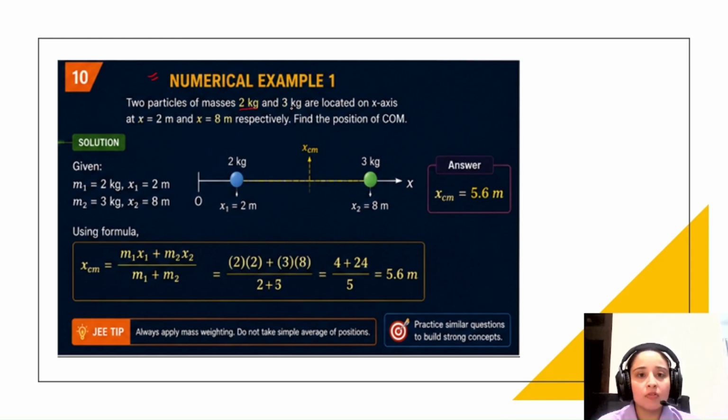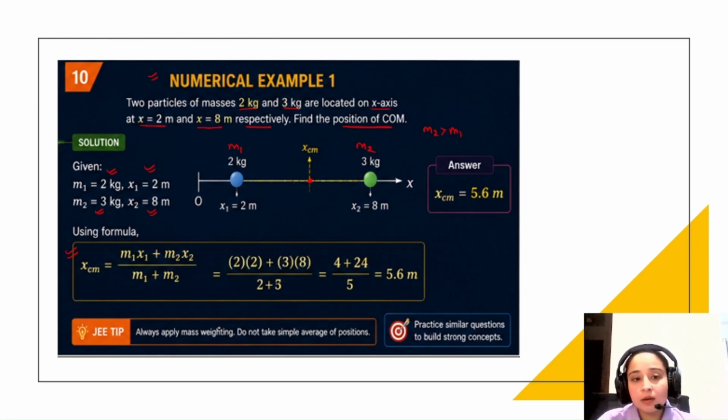Let's say you have two particles of masses m1 and m2, located at x equal to 2 and x equal to 8 respectively. We need to find the position of the center of mass. Very easy question. The mass of the particle is given and its position from the origin is given, that is 2 meter. Similarly, m2 is given and its position from the origin is 8 meter. You know that if m2 is greater than m1, of course, the center of mass position will be slightly towards the greater mass, right?